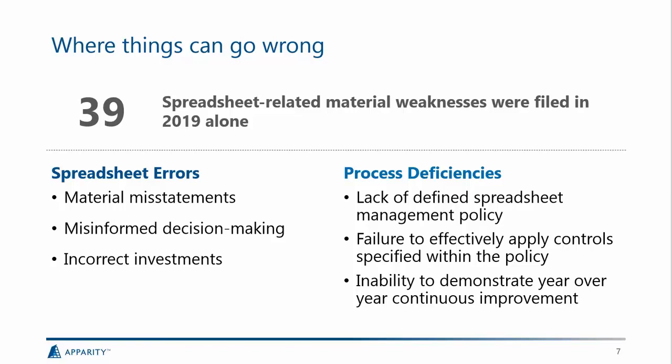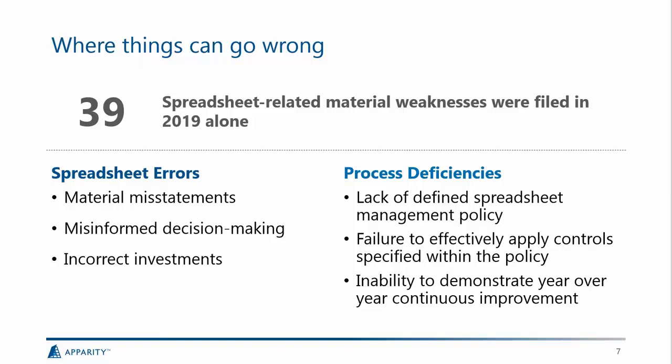So some areas in which we typically see a policy or a material weakness being due to a process deficiency is, first, a lack of a defined spreadsheet management policy. So just not having anything in place at all. The second we look at is a failure to effectively apply controls within the policy. While a policy in theory is obviously a great first start, being able to effectively apply that policy is really the only way to avoid deficiencies within this area.